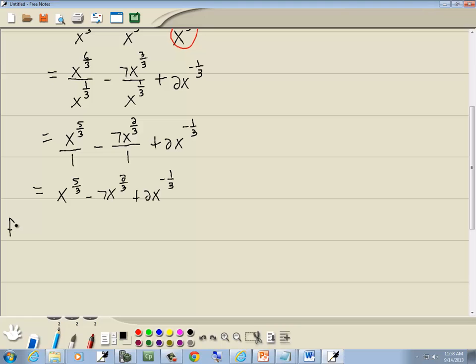Now we're ready to find our derivative. All of them are x to a power, so I can take your power, put it out in front, so that becomes 5/3 x to the, lower your power by 1, so 5/3 minus 1, minus 7 times, take your power, put it out in front, lower it by 1, so that's 2/3 minus 1, plus 2, take your power, put it out in front, lower it by 1, so that's negative 1/3 minus 1.